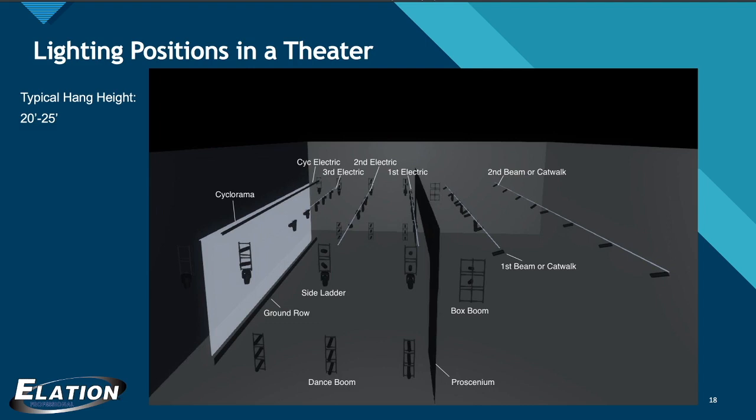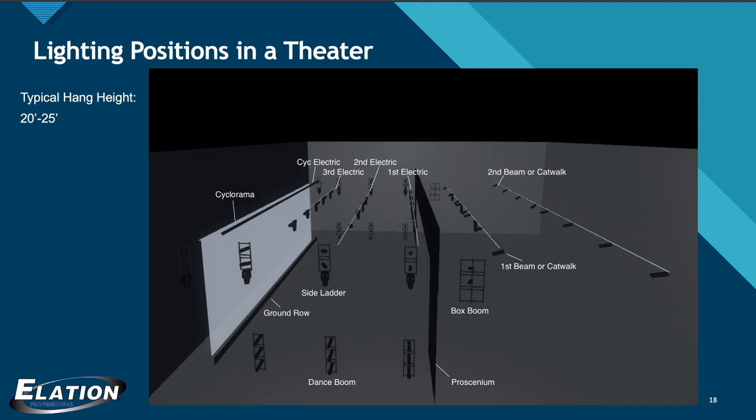We also have positions in the house that are side light positions, and we refer to them as box booms. There can be multiple iterations of box booms as well. They are simply referred to as house right or house left, or stage right, stage left, depending on how that facility prefers.